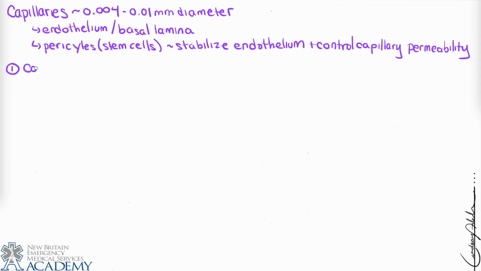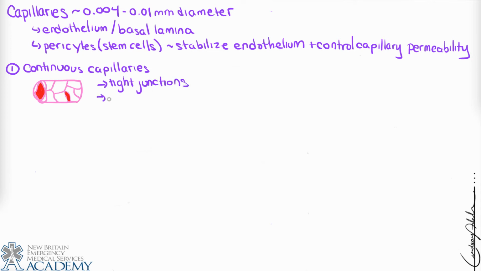There are three types of capillaries. So the first type of capillary that we want to consider is the continuous capillary, which basically means that most cells are joined by tight junctions, and there are few intercellular clefts or gaps between the cells that offer the opportunity for movement of different materials into and out of the capillaries if they can't pass through the actual cells.